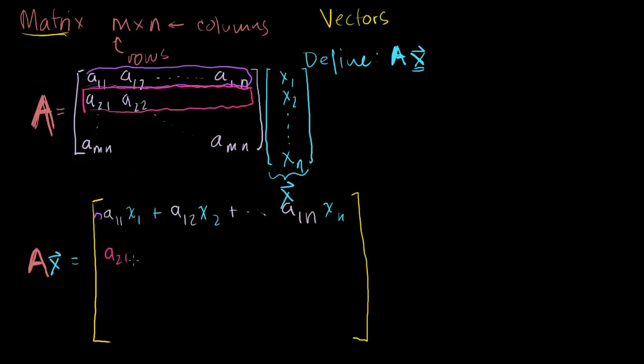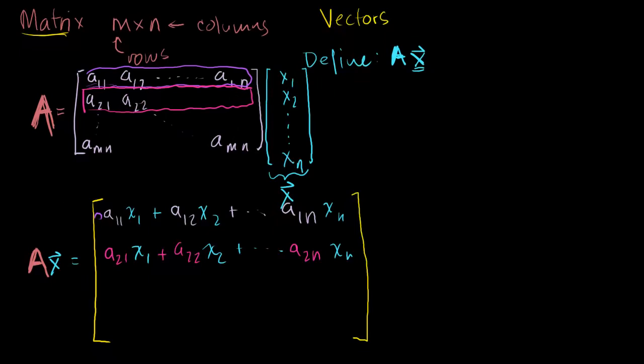A21 times x1. We'll just do the whole thing over again, but this time we're multiplying this row times this column vector. So A21 times x1 plus A22 times x2, all the way until we get to A2n times xn. So we multiplied this entire row times that entire column, this term times that term plus this term plus this term, all the way down to plus this last term times that last term.